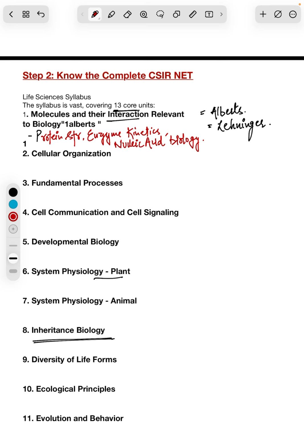In cellular organization, you need to study organelles. Most importantly, cytoskeleton, filaments and other myosin proteins and everything, and membrane transport mechanisms.